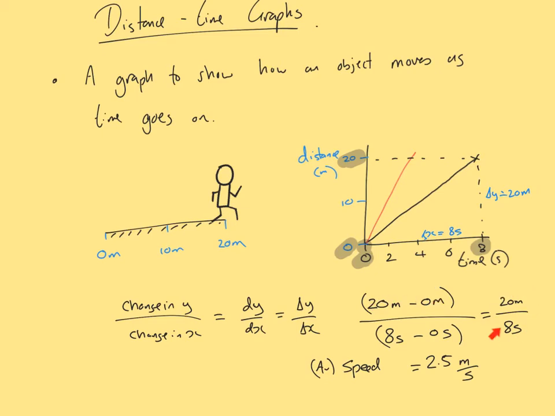So 20 meters took 8 seconds, or 20 meters divided by 8 seconds gives us 2.5 meters per second, or 2.5 meters every second, and that is this person's speed along that slope there.